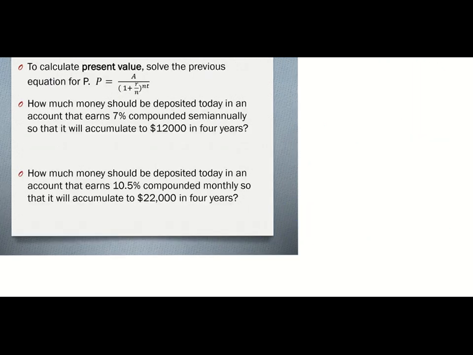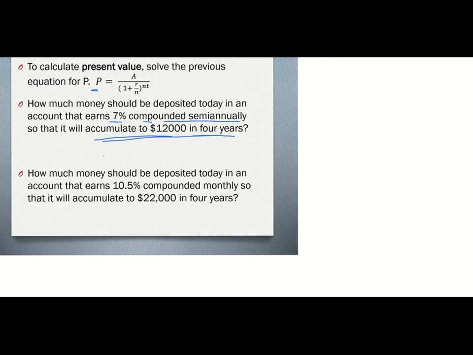So the last thing we're going to look at for this section is how to calculate present value. So here, I want to know what my principal is. I know what I need in the future. So I know A, I know my rate, I know the number of times compounded and the time, but I want to figure out how much money I have to put into the account to get that money at the end of, for instance in the first problem, the 4 years. So here we want to know how much money should be deposited today in an account that earns 7%, compounded semi-annually, so remember N is 2, so that it will accumulate to $12,000 in 4 years.